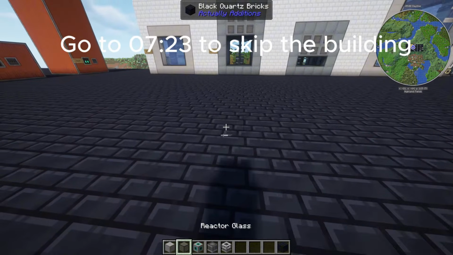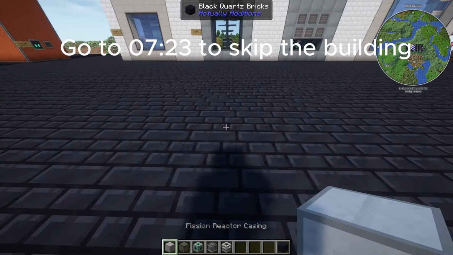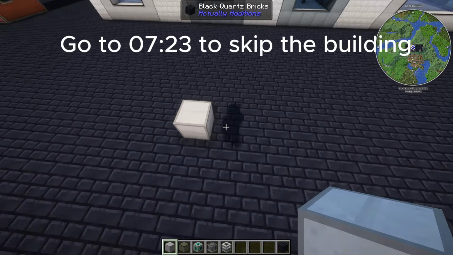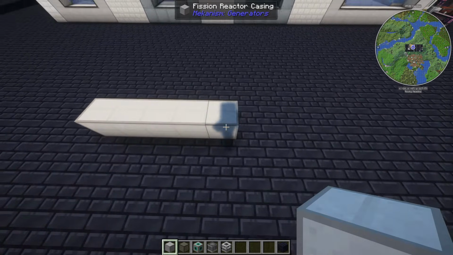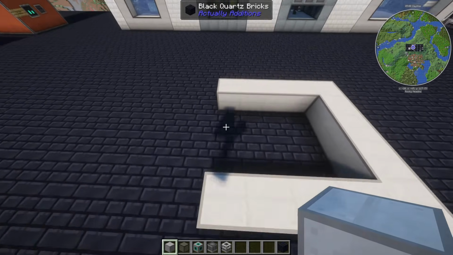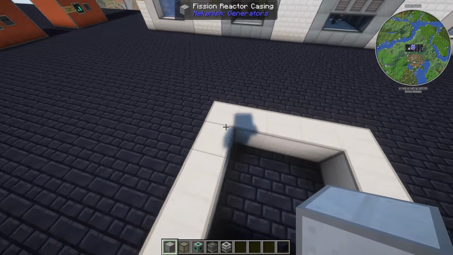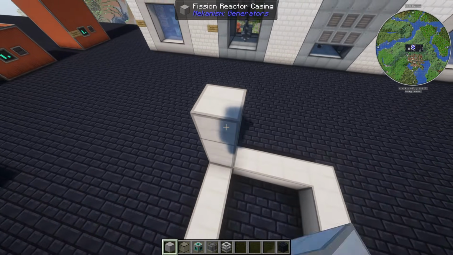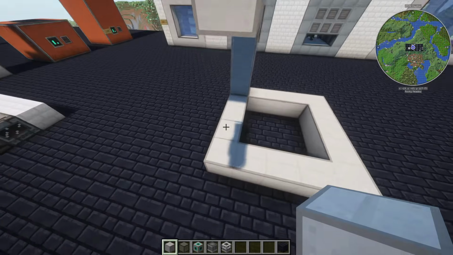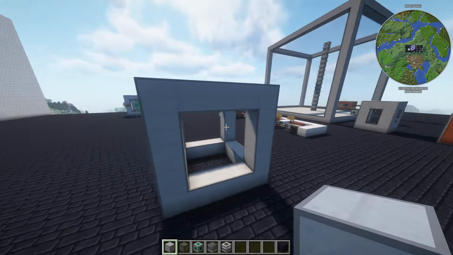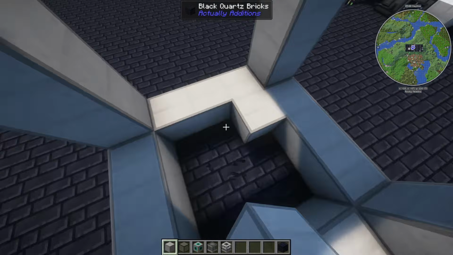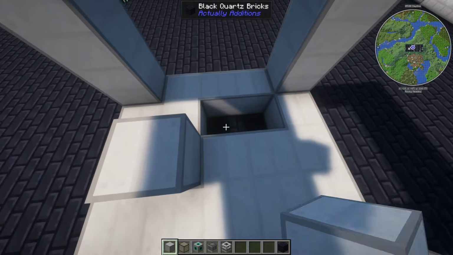So start with your fission reactor casings, and this needs to be the outside casing of the fission reactor. So we're going to make this a 5x5, so that's 5, 2, 3, 4, 5, 2, 3, 4, 5, 2, 3, 4, 5. And then we're going to bring it up 5, so 2, 3, 4, 5. And then go ahead and just fill the top in, and I'll show you the end result. All right, so this is what it should look like when it's done. It's just an empty cube on the inside.